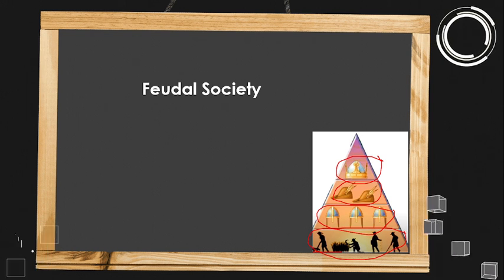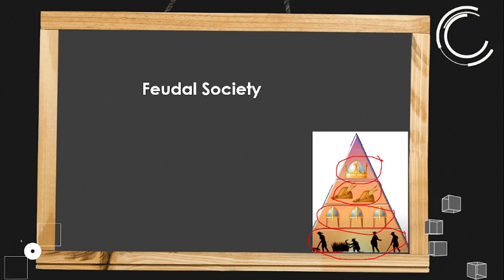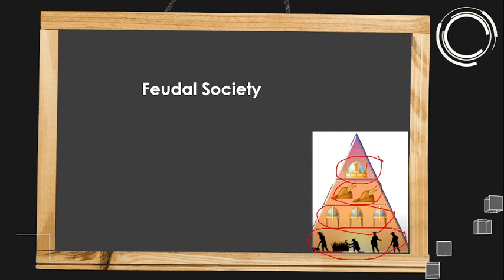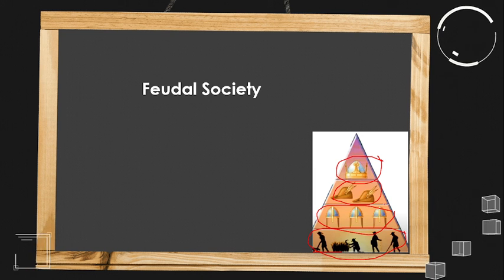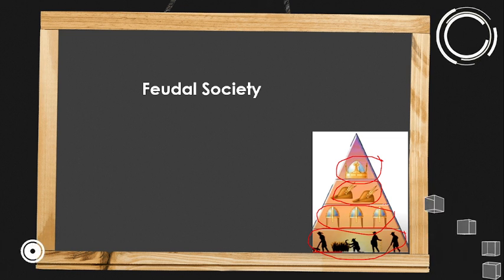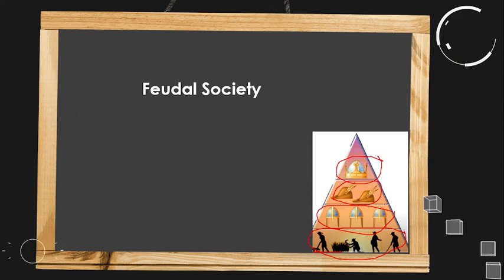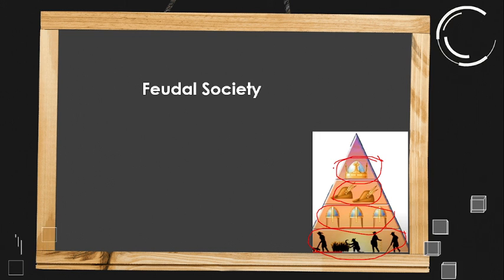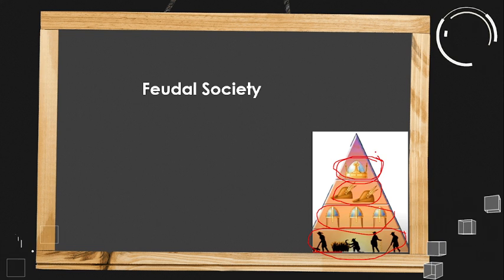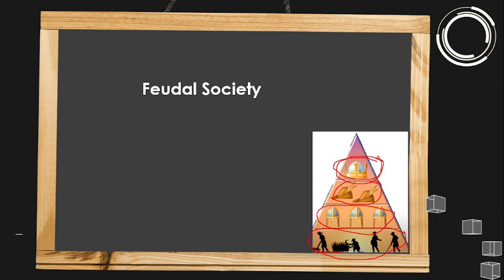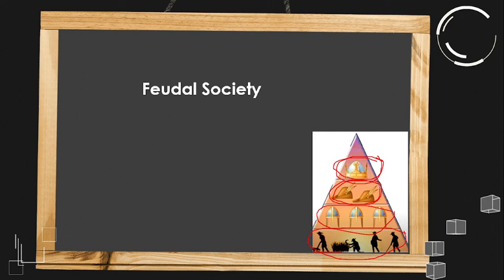Okay, students, the feudal society is a society based on the ownership of land. A feudal society has four distinct social classes. First, we have the king, the ruler. Then the aristocrats. Next, we have the noble class.